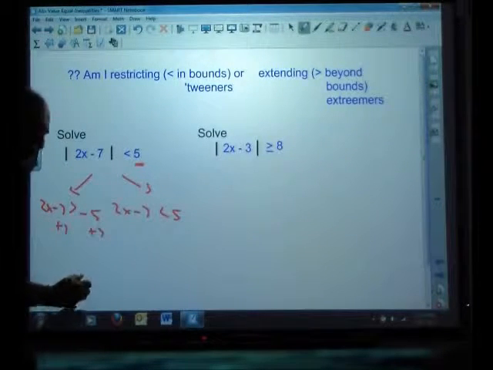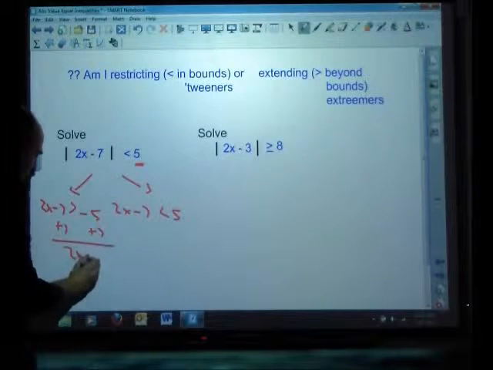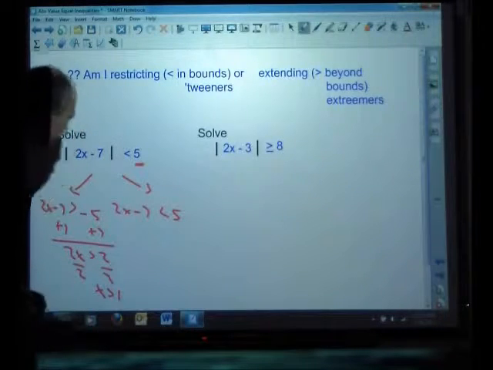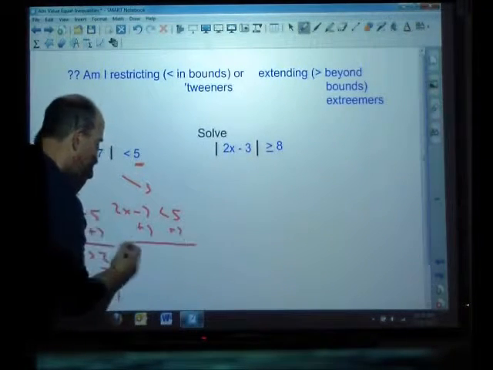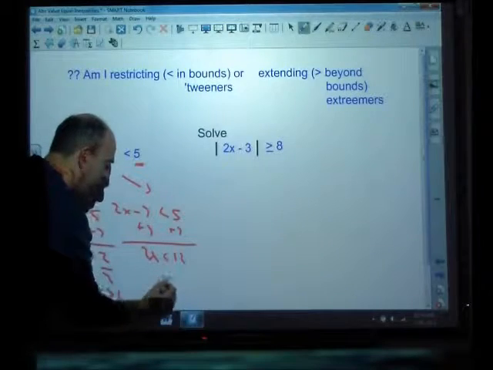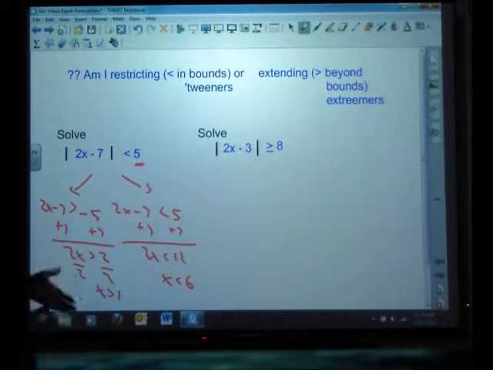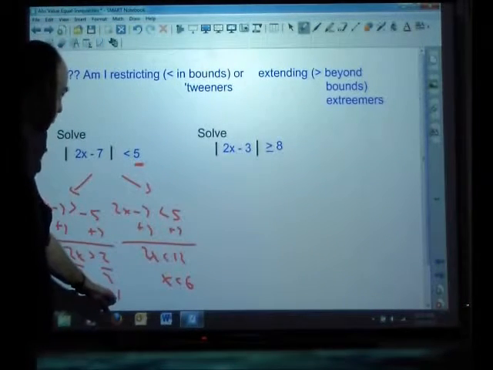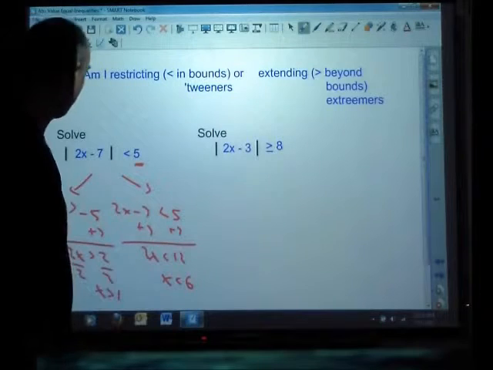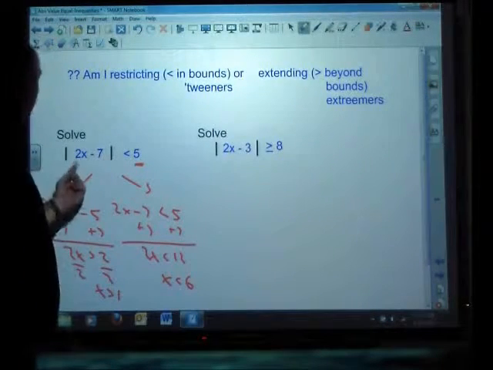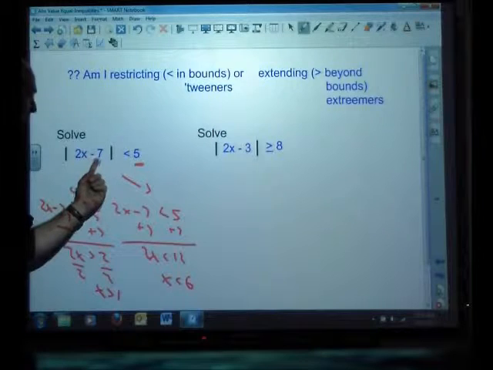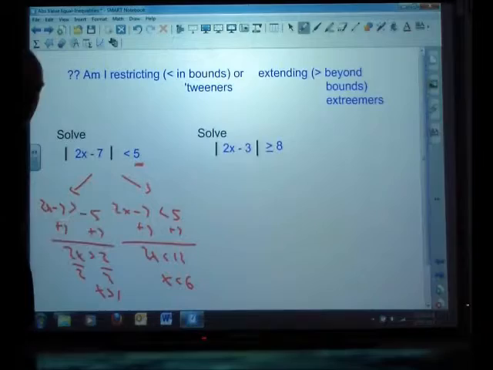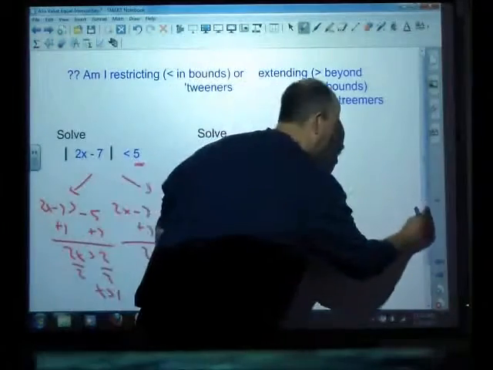I think the solving part's the easy part. 2x is greater than 2, so x is greater than 1 on this side. And over here, 2x is less than 12, so x is going to be less than 6. Now again, your job at the end is to check an answer. I'm saying the answers must sit between 1 and 6. So you pick a number like 3 and see whether it works. I put 3 in here: 2 times 3 is 6, 6 take away 7 is -1. The absolute value of -1 is 1, and that is in fact less than 5. So it looks like we got it.